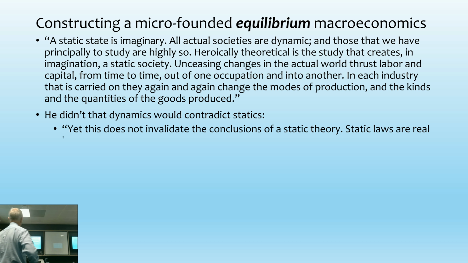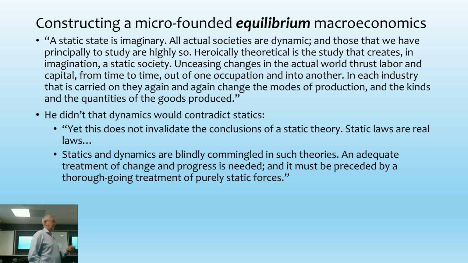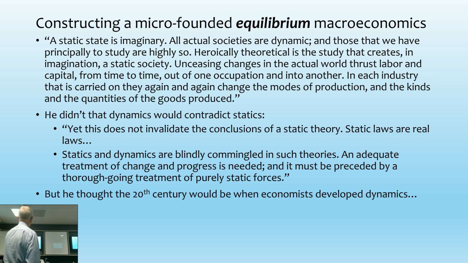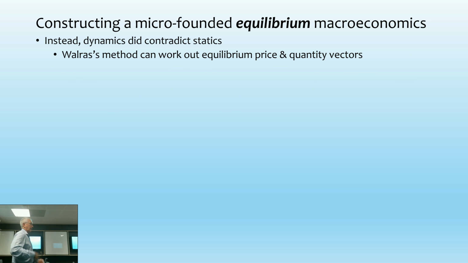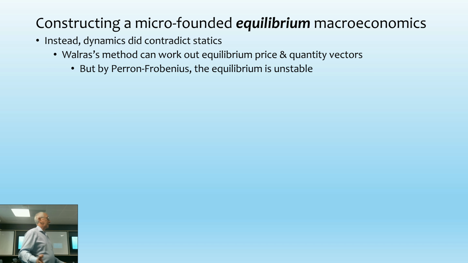Now, he was wrong to say that dynamics would not contradict statics, because when you look at it, dynamics doesn't contradict statics only if static equilibrium is stable. I've already shown you two situations where that's false within neoclassical theory, the Perron-Frobenius theorem for production and the Sonnenschein-Mantel-Debreu theorem for demand curves. So he thinks we've got to do the statics first, but he thought in the 20th century we'd start doing dynamic analysis. So Walras's method, yes, you can work out equilibrium price and quantity vectors, but the Perron-Frobenius theorem tells you they're unstable.